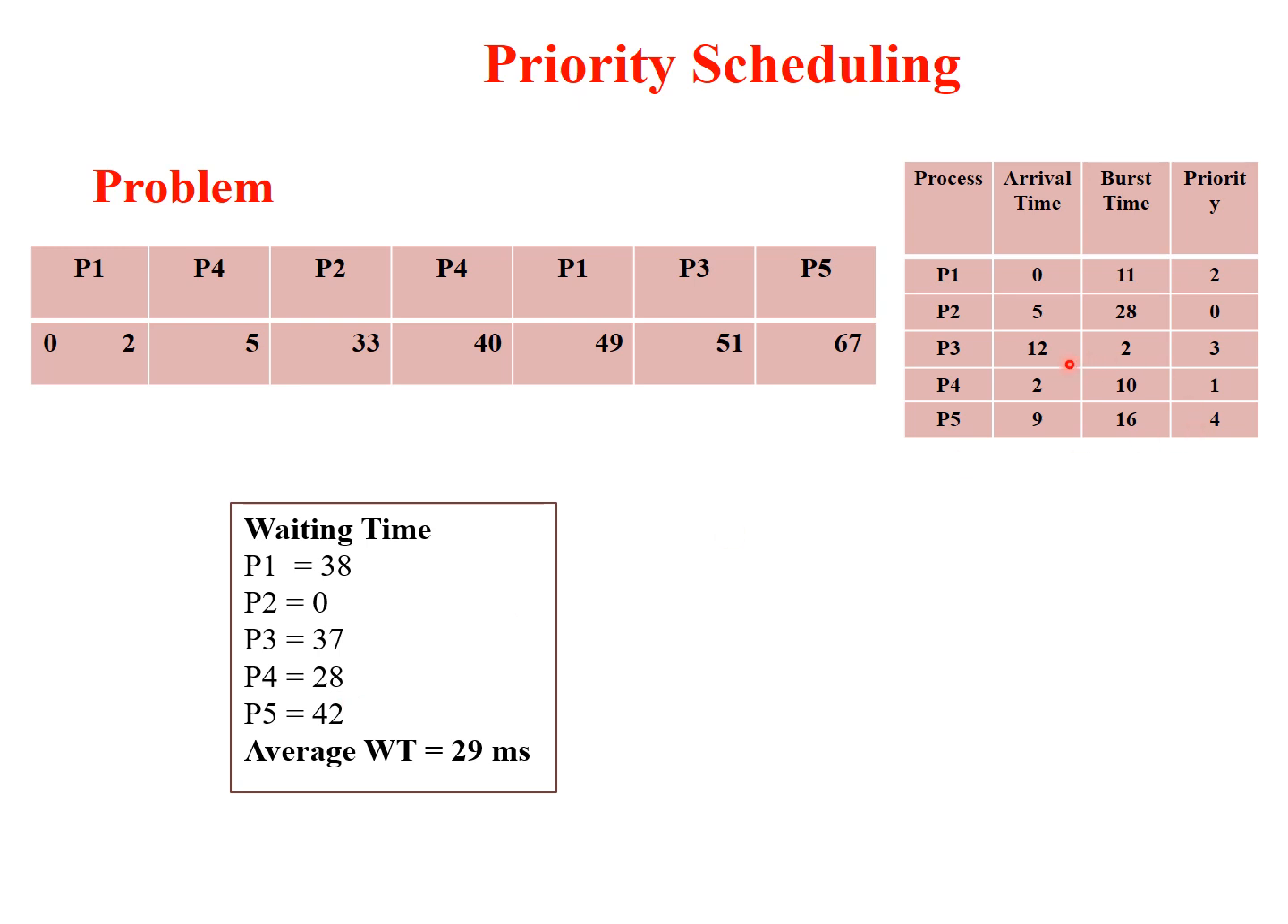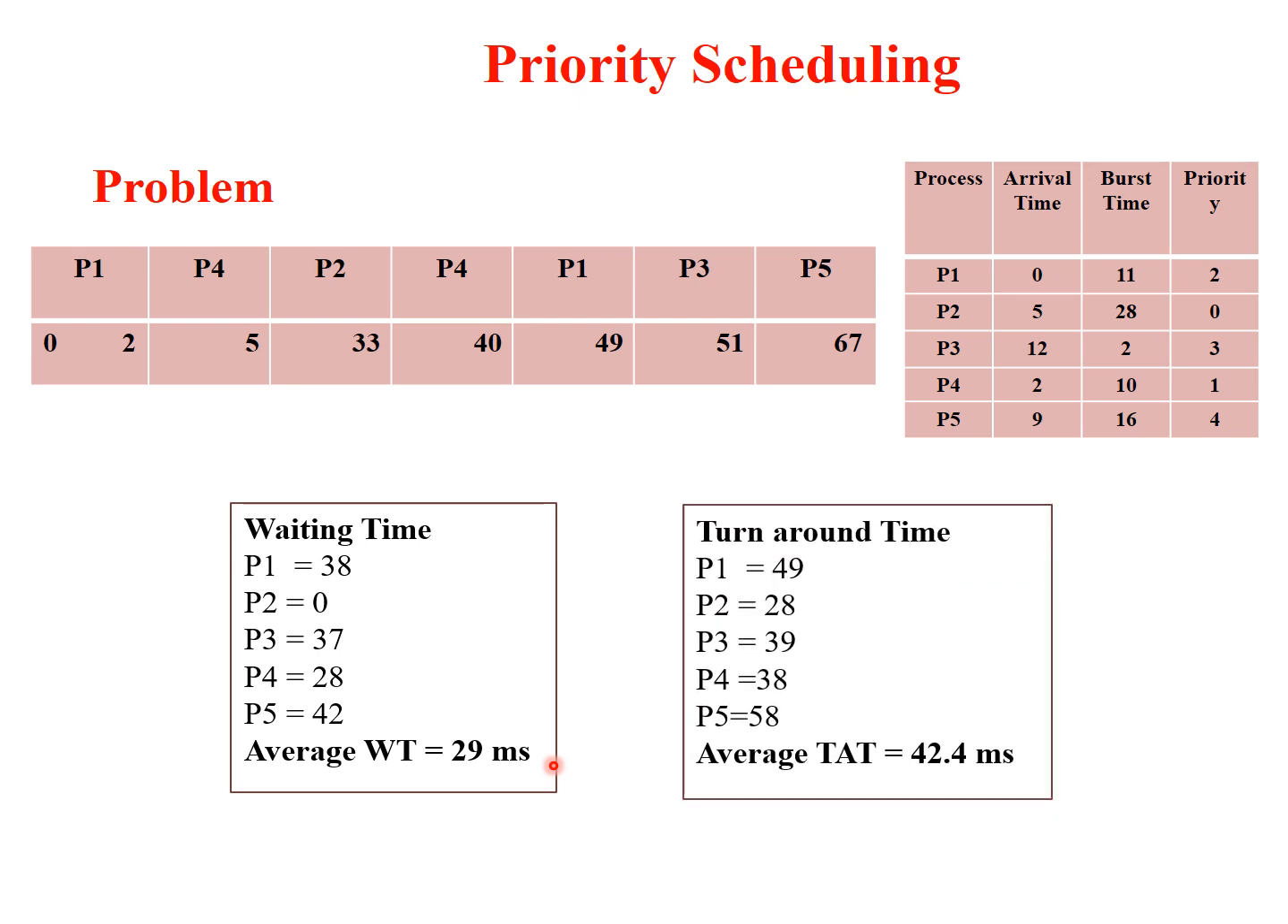P4's arrival time is 2 and it started its execution at 2, but in between there was a break. It completed its execution at 40. During this period, from 5 to 33, P4 was waiting, so 28 milliseconds is the waiting time for P4. For P5, the arrival time is 9 and it started its execution at 51, so the waiting time is 42. The average waiting time is 29 milliseconds.